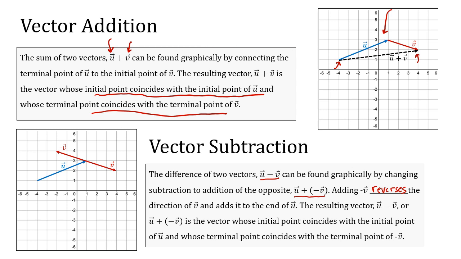The resulting vector, which is vector u minus vector v, or vector u plus the opposite of vector v, is the vector whose initial point coincides with the initial point of vector u, so right here, and whose terminal point coincides with the terminal point of vector negative v.